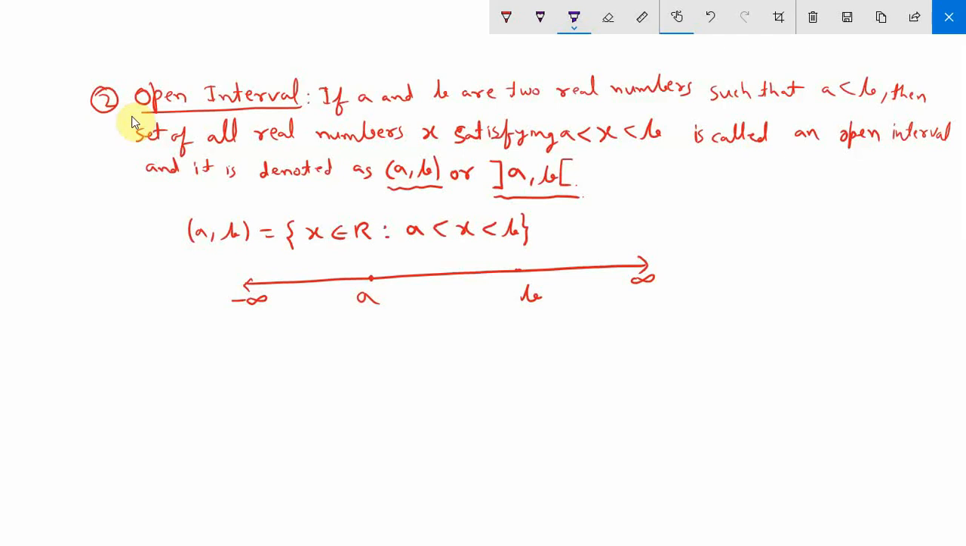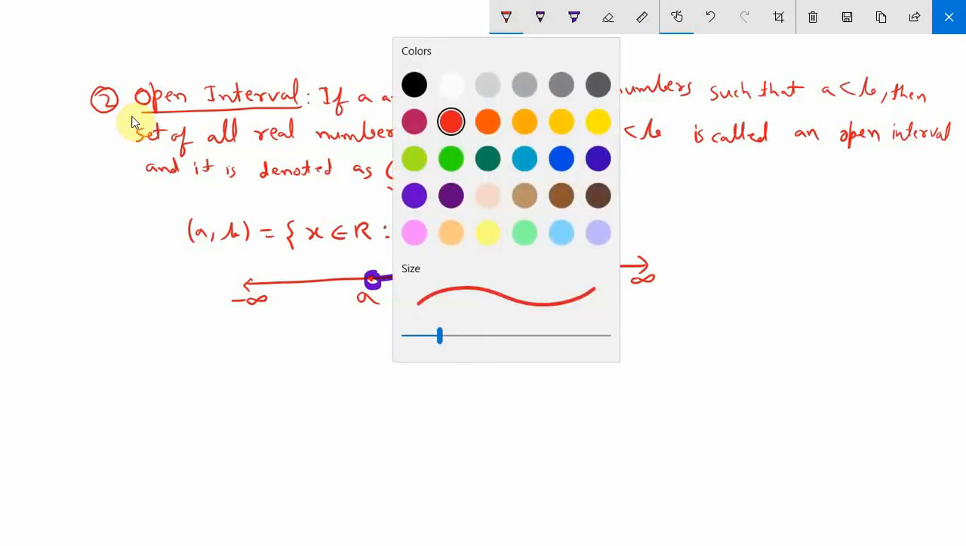Okay friends, and we denote this like this, and it will be less than B. In case x equal to A, we normally denote by solid dots at A and B. So here it is just encircling A and B. That means that A and B are not included in the set. Okay friends.